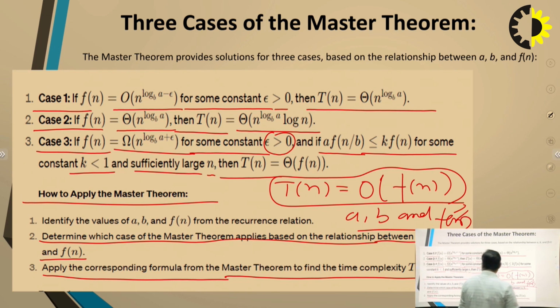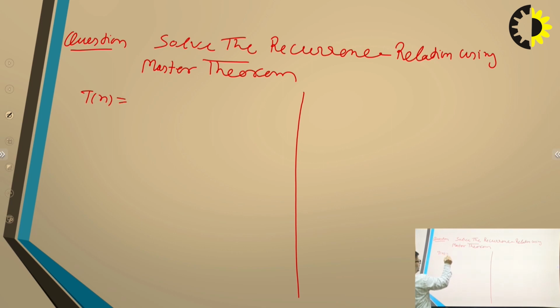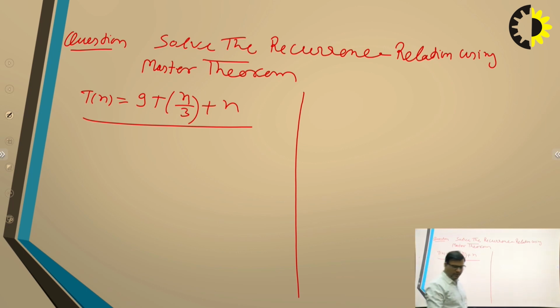Okay. So here we will discuss some cases, some numericals. The question is T(n) is equal to 9 T(n by 3) plus n. This is the question.